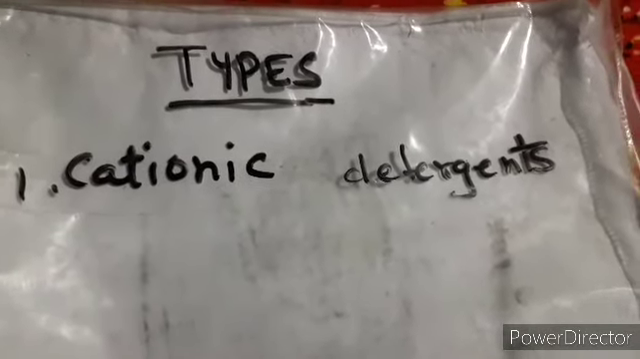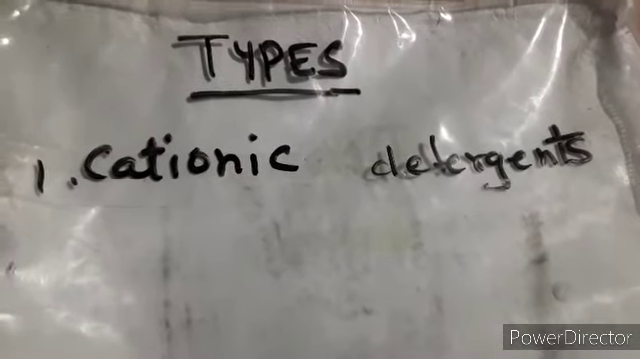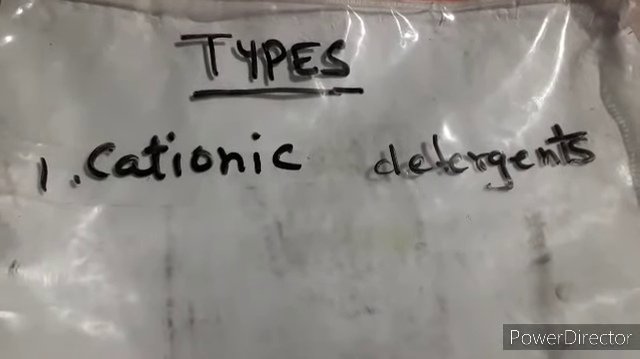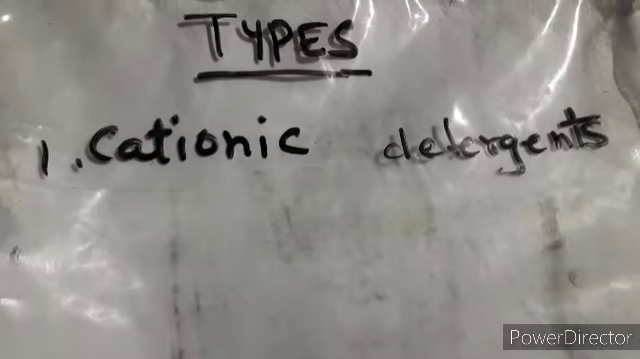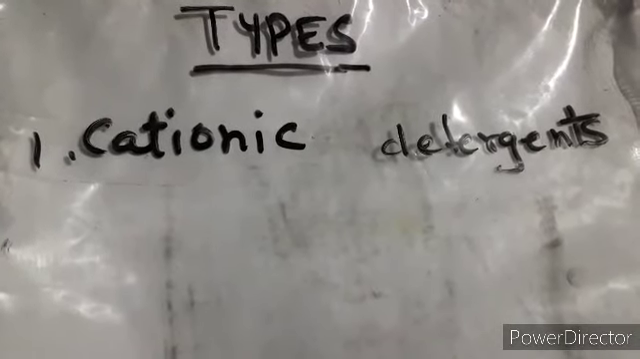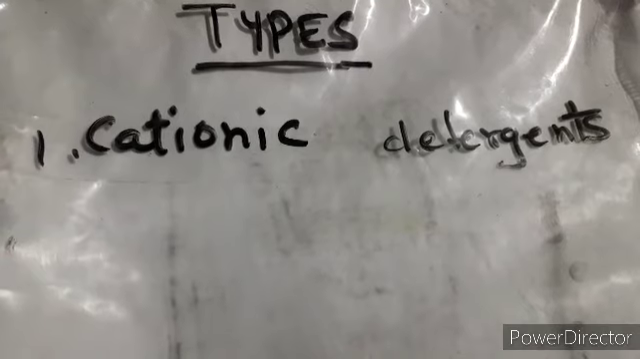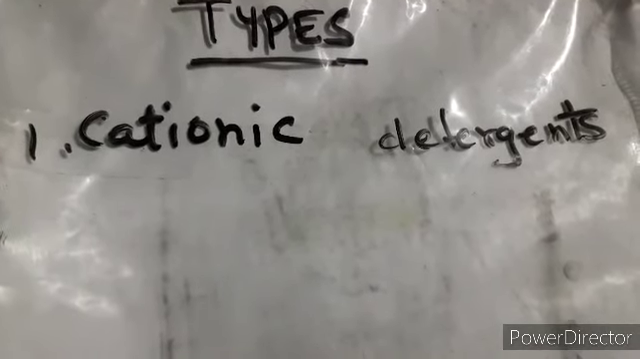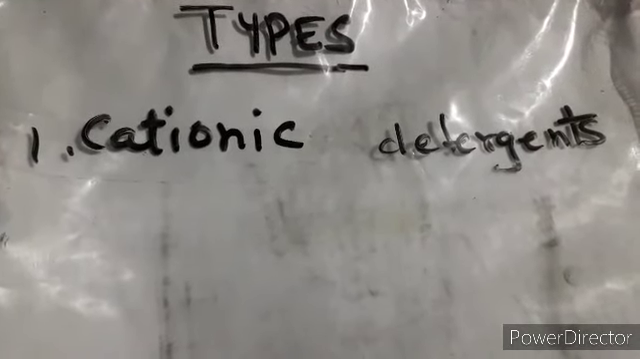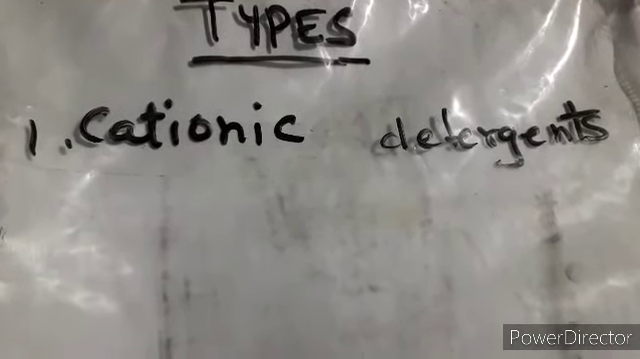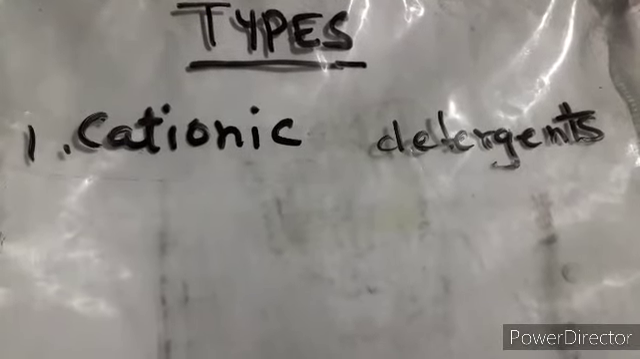Right? Now I am focusing on the next topic, that is cationic detergents, and in this you have to remember that these cationic detergents are quaternary ammonium salts of chlorides, bromides, acetates, etc., and having a long chain of alkyl groups, right?